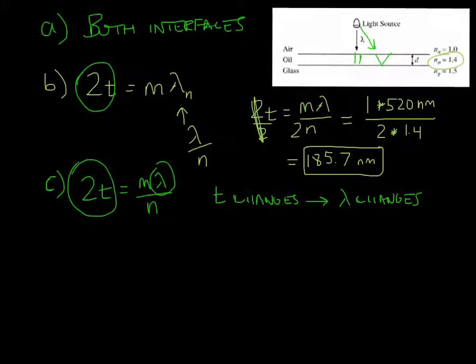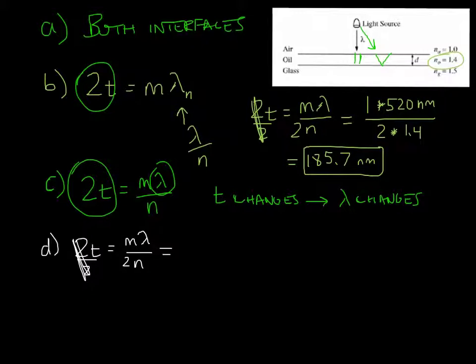And then for part D, suppose that the oil had an index of refraction equal to 1.6 instead of 1.4. So this number right here is going to be changing. Calculate the new minimum thickness of the oil so that the green light is most intense. So we're going to go back to this same equation, which is the 2t equals m lambda over n, and still divide both sides by the 2 to get the thickness.